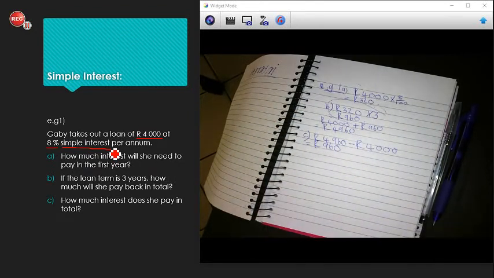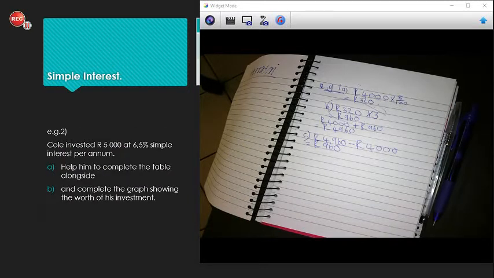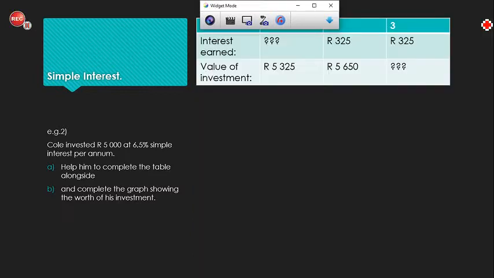Now, if we move on to example 2, it's telling us that Cole invested 5,000 Rand at 6.5% simple interest per annum. So once again, the amount that's being invested is important, the interest rate is important, and the fact that it is simple interest. Now they're asking us to complete the table alongside, which we can see over there, and then we're going to have to draw a graph.